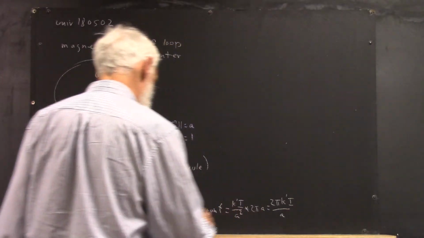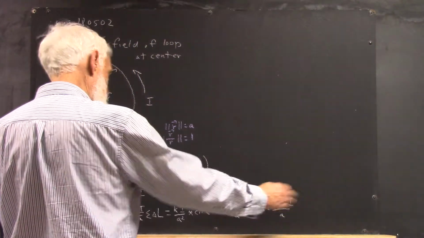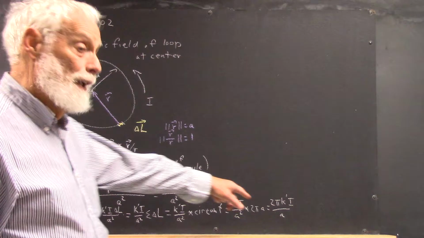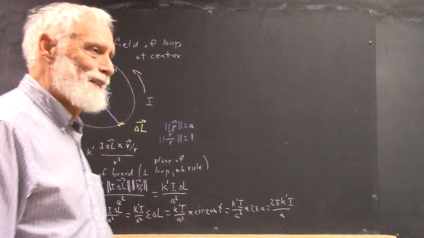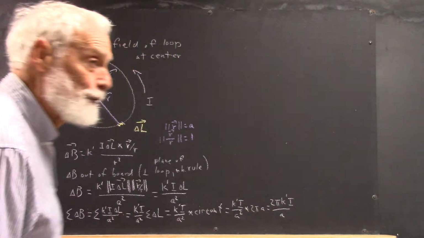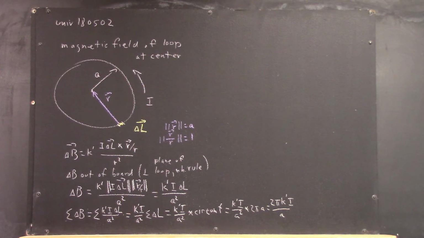And I didn't write my square on the A's here as anticipated. You're going to end up with an A in the denominator, but best to wait until we actually do. Okay, make sense? So that's pretty simple.